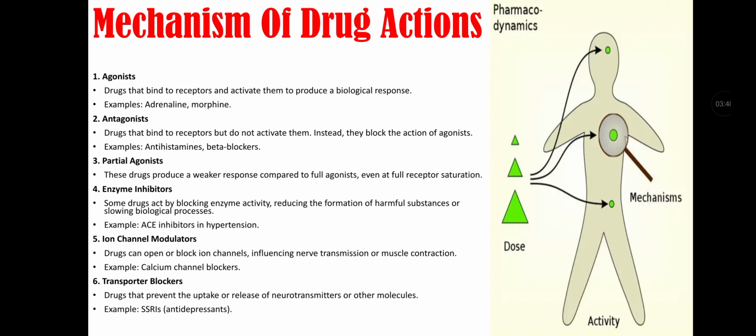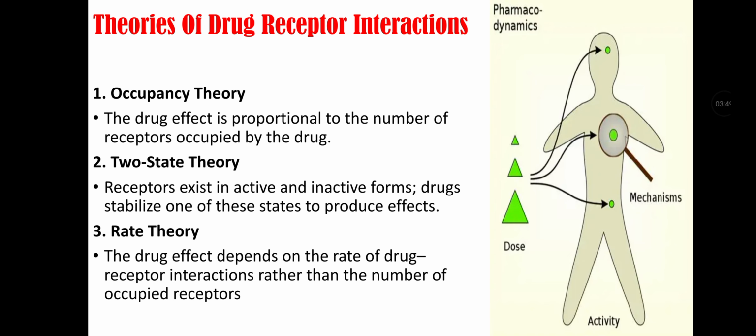Next mechanism is transporter blockers. They are drugs that prevent the uptake or release of neurotransmitters or other molecules. Examples include antidepressants. Theories of drug receptor interaction include occupancy theory, two-state theory, and rate theory.